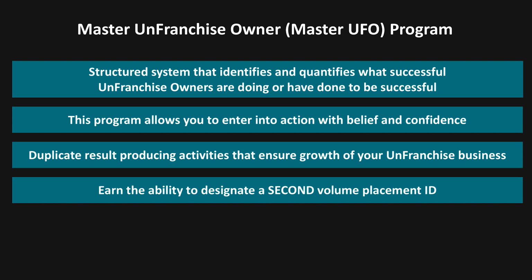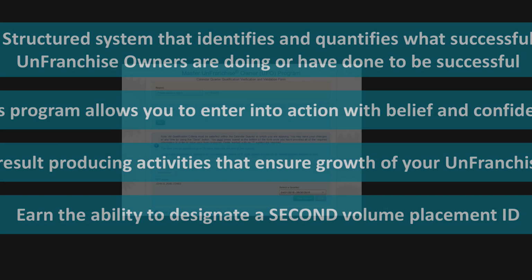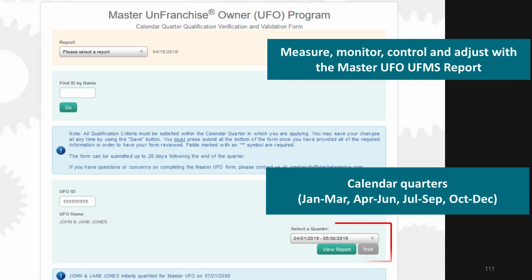This program allows you to enter into action with belief and confidence because you know it's already worked. It duplicates result-producing activities that ensure growth of your unfranchised business, and you earn the ability. Now this is great. This is a huge bonus. So not only is this building your business, but when you achieve Master Unfranchise Owner status, you have the ability to designate a second volume placement ID. So now you could place volume into 2 different people within your organization that you've personally sponsored who are qualified.